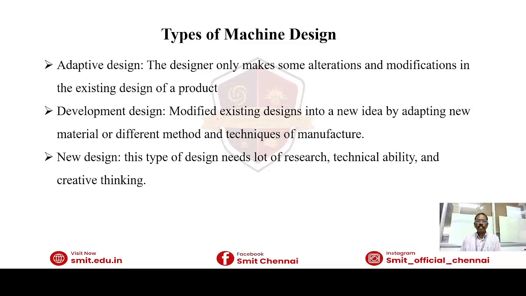Next, development design. The existing design is modified into a new idea by adopting new material or a different method or technique of manufacture. If we go for new materials, nowadays new materials come to the market like composite material, metal magnetic composite, natural fiber composite, etc. Carbon reinforced composite is also available in the market, but its cost is too high.